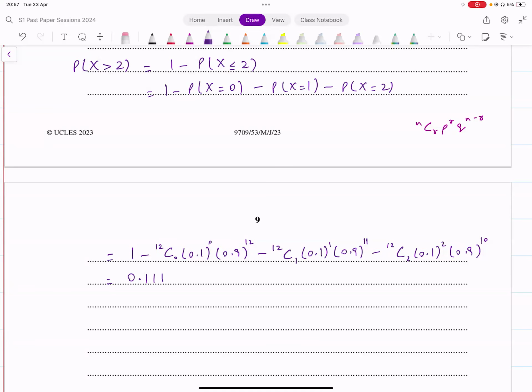0.111. Okay, so that's what you're saying. The final result turns out to be 0.111. Is that okay?